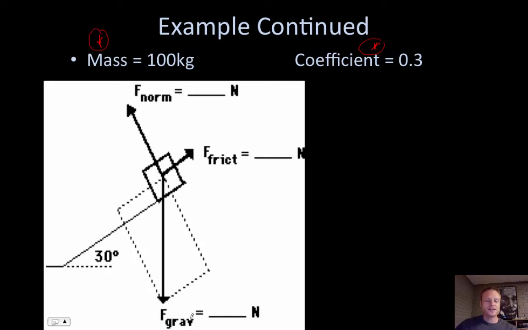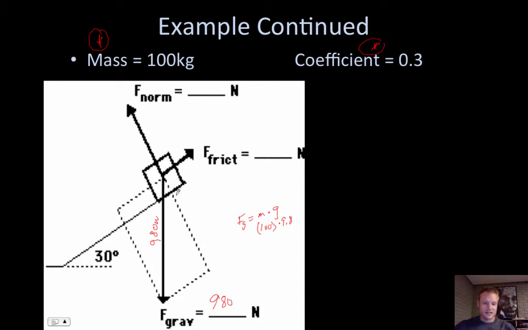Okay, so what is the acceleration of this box down this inclined plane? The first thing I want to do is calculate the force of gravity, right? And the force of gravity is simply mass times gravity. The mass is 100 kilograms. The gravity, on Earth anyway, is 9.8. So 100 times 9.8 is 980 newtons. Okay, that is this piece right here. That is like the hypotenuse of this triangle.